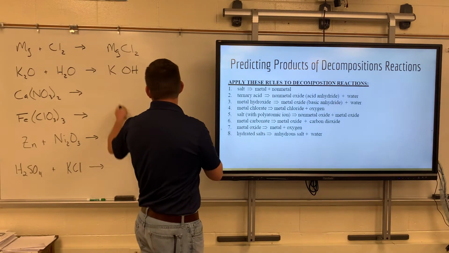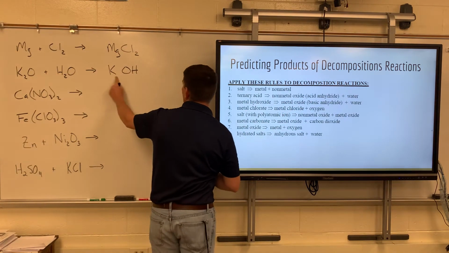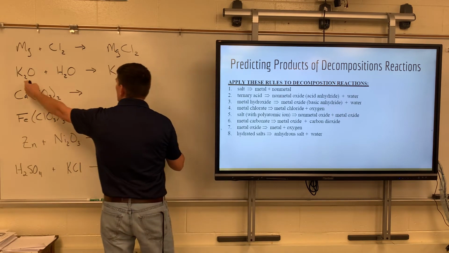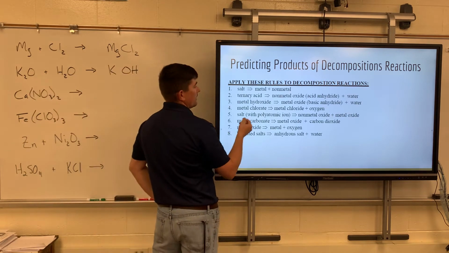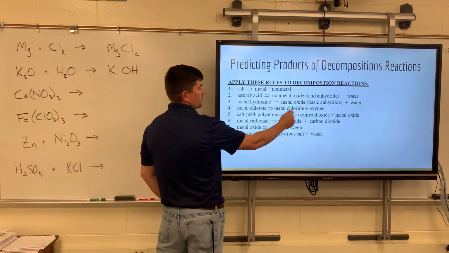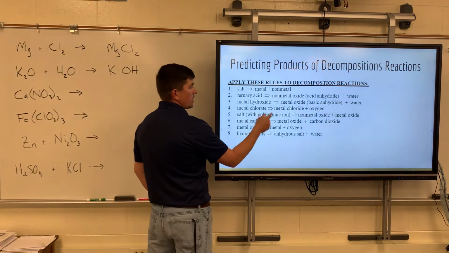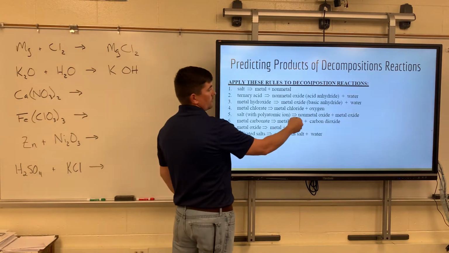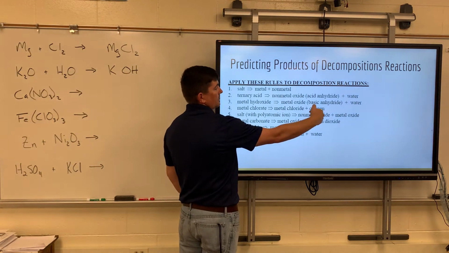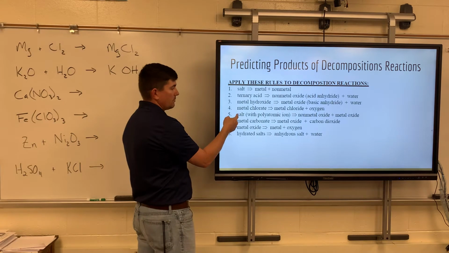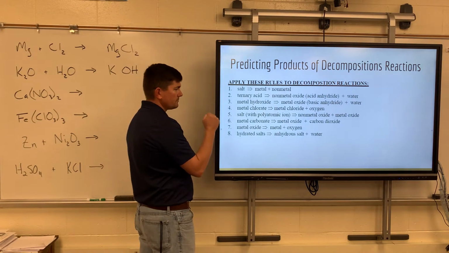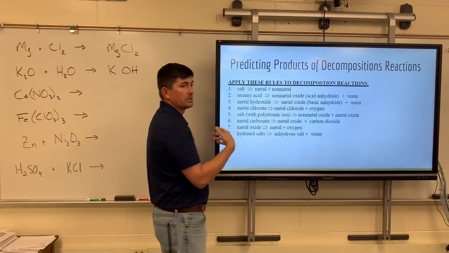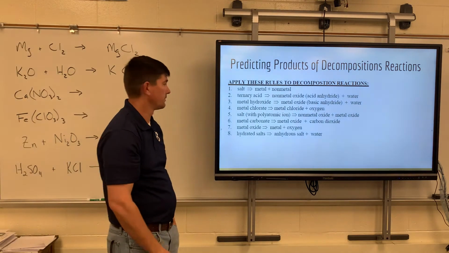Metal hydroxides, like we just did, would break apart into the metal oxide and water, right? Chlorates break down to metal chloride and oxygen. Salt with polyatomics, this is a generic one, right? We'd make some non-metal oxide and then some metal oxide. The metal oxide coming from whatever the metal of the salt is, and the non-metal oxide coming from whatever the non-metal was in the polyatomic.